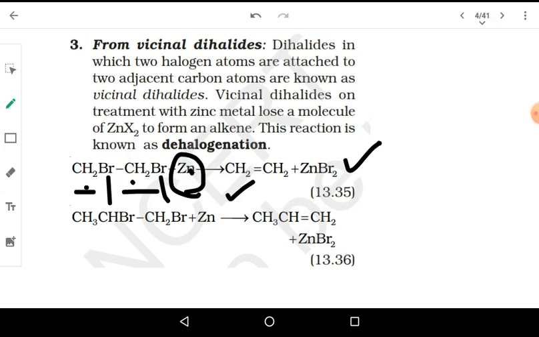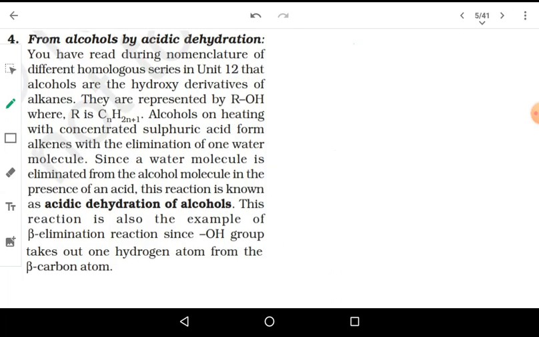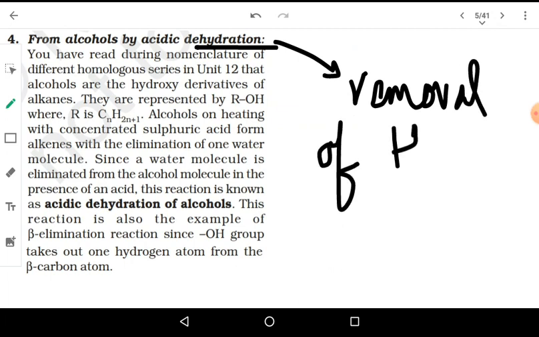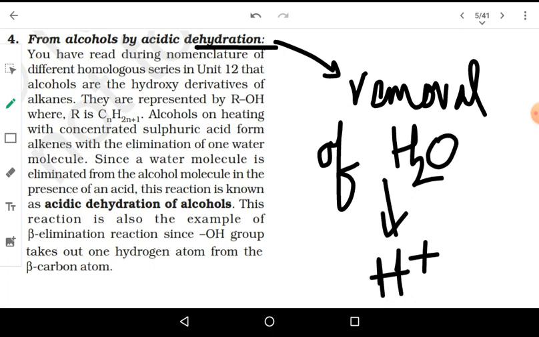So we can say that dehalogenation is a process used for vicinal dihalides because we have to remove two halogens, and it is also following a free radical mechanism. Now let us see the next one, which is from alcohols by acidic dehydration. Now acidic dehydration, what do you mean by dehydration? Dehydration means removal of a water molecule, and this is carried out in the presence of H plus.